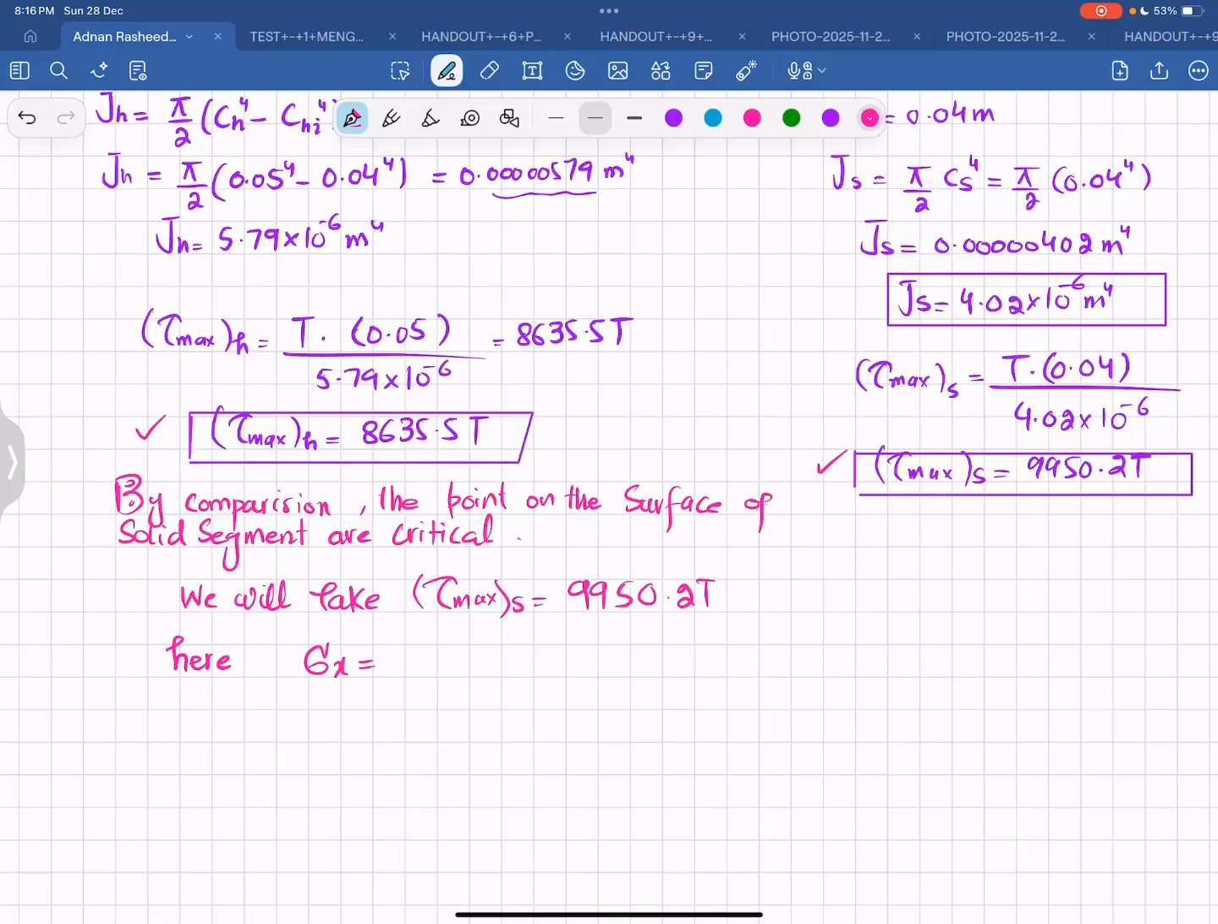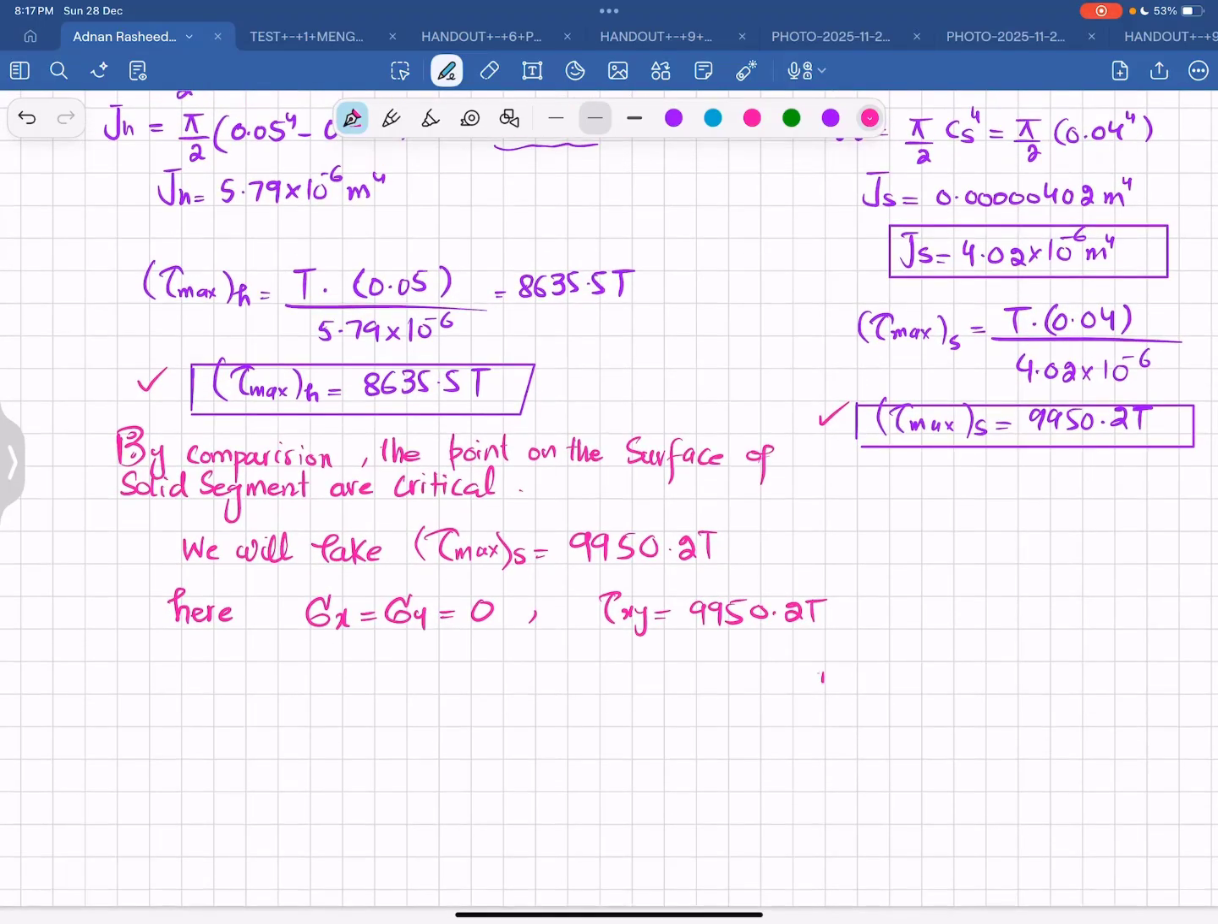So sigma x is equal to sigma y is equal to 0, and we have only shear stress of xy, which is 9950.2 times T. If I draw the state of stress on the element, it will be purely like this. This will be the state of stress, and this shear stress of xy is 9950.2 times T.